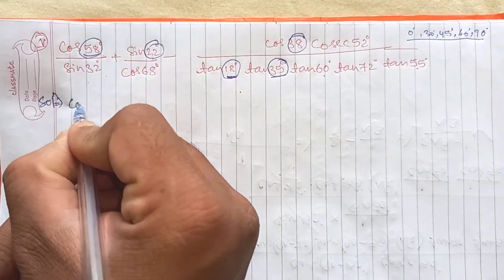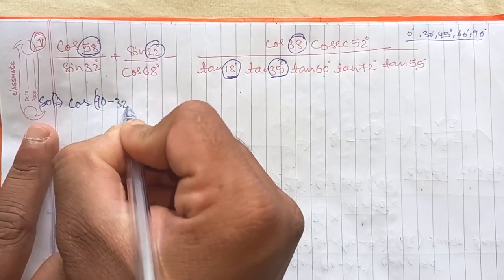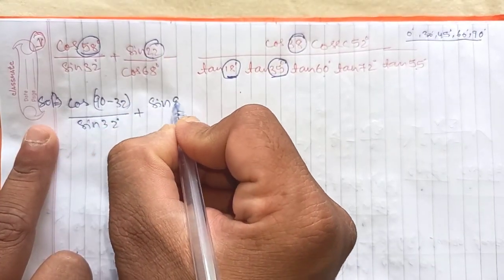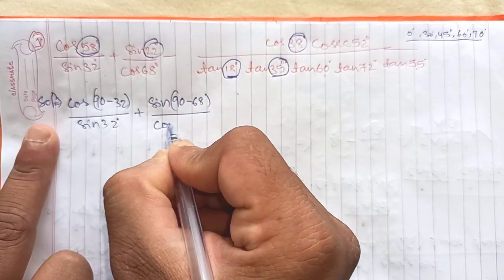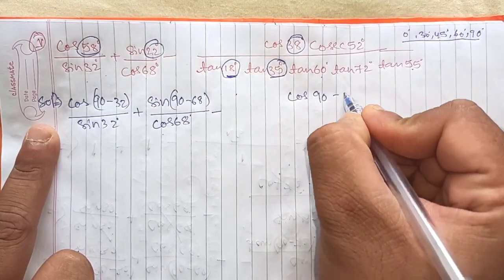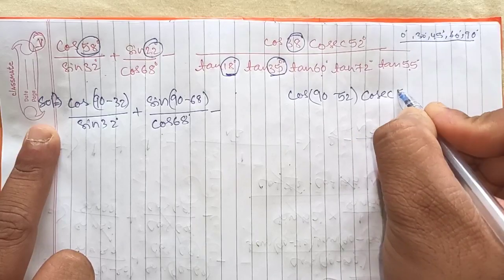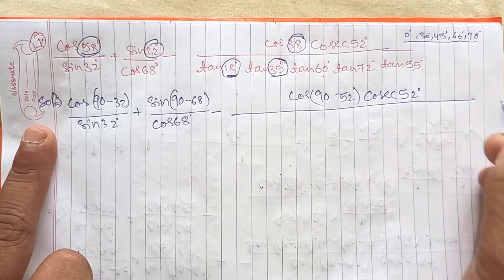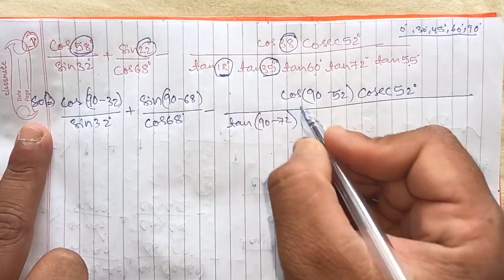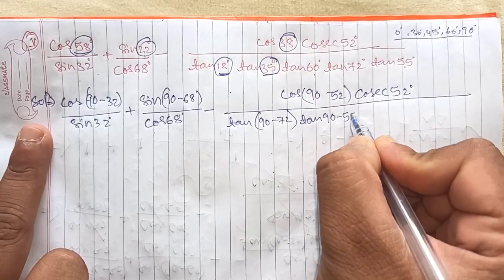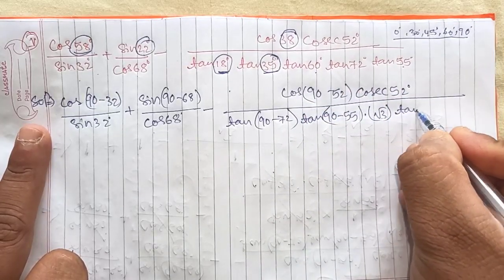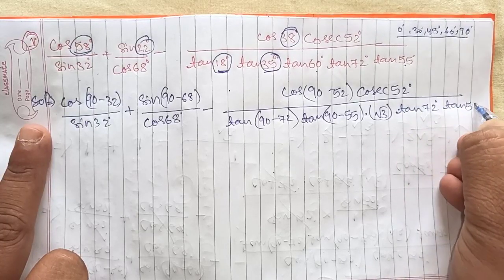Okay, cos 58 will become cos 90 minus 32, whole divided by sin 32 as it is, plus sin 22 will become sin 90 minus 68, whole divided by cos 68, minus cos 38 will become cos 90 minus 52 into cosec 52 degree, whole divided by tan 18 will become tan 90 minus 72, tan 35 will become tan 90 minus 55, into tan 60 will become root 3, the value of tan 60 is root 3, into tan 72 into tan 55 degree.